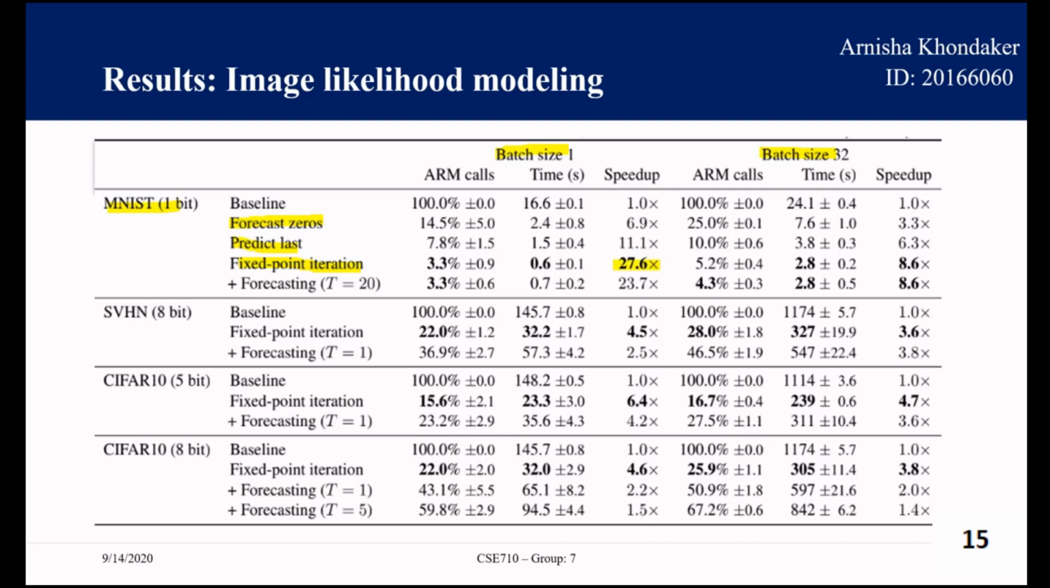Further improvement on this is done using small auxiliary forecasting networks, indicated in the table as plus forecasting, where T equals 20 means the auxiliary network forecasts 20 future time steps. Now, while for binary MNIST this does lower the needed number of ARM forward passes for batch size 32, the computational overhead of running this function increases the time, negating the benefit of this additional forecasting.